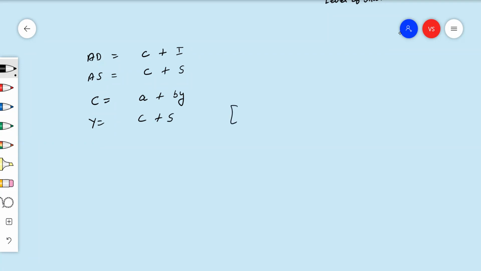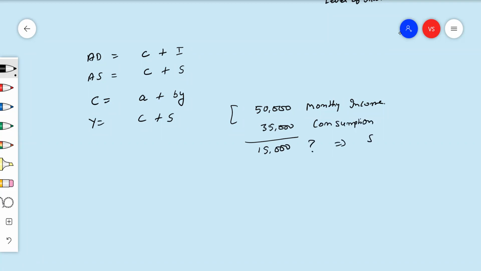Suppose your father earned 50,000 rupees, this is his monthly salary, monthly income. Now out of that you spent 35,000 on consumption, so the remaining will be what? It will be your savings. So that's why I told you that Y equals C plus S. So the difference between how much you earn and how much you consumed is savings. So Y also equals C plus S.